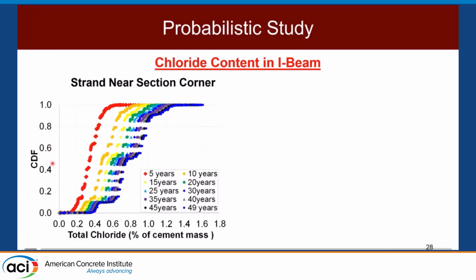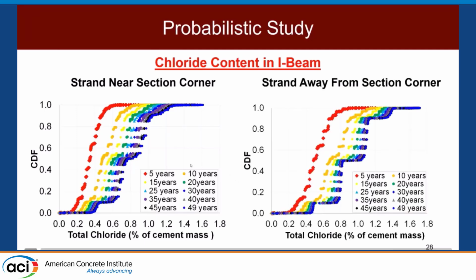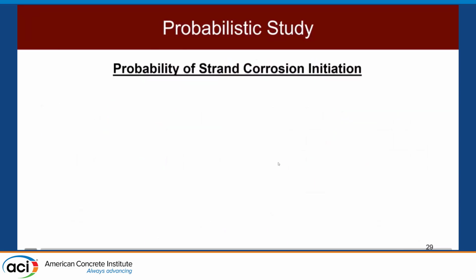Okay, so these are the cumulative distribution functions of chloride content for a strand near the section corner, obtained at different ages for our particular I-beam section, obtained from actually thousands of analyses that we conducted. And these are the corresponding cumulative distribution plots for the total chloride content for a strand away from the section corner. A more important, let's say, probabilistic decision variable that may be of interest is what is the probability of initiation of strand corrosion for a given bridge.